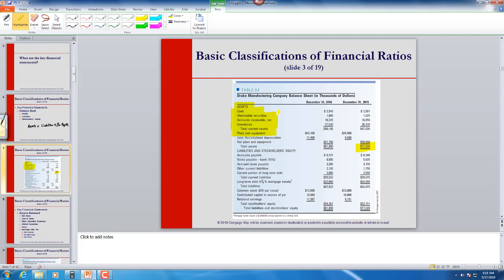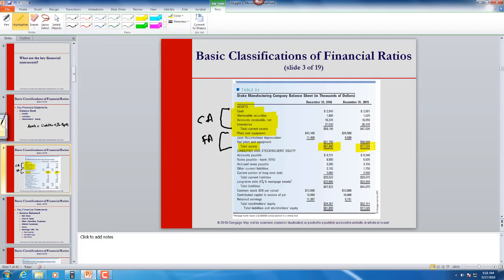So this part is called current assets, and this part is called fixed assets. And total assets is current assets plus fixed assets. Now, as you can see, the total is 81,890.